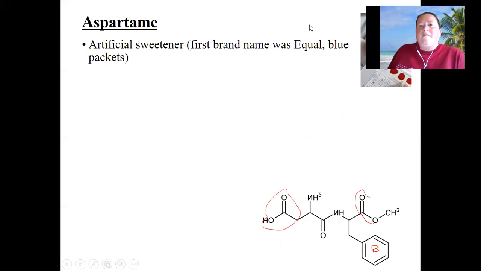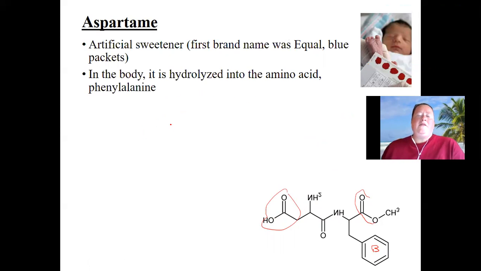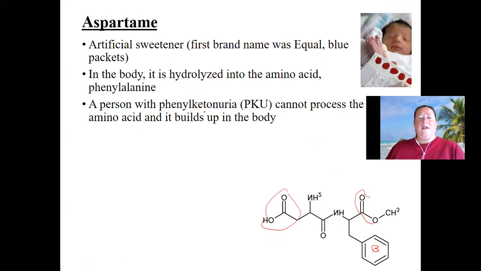So aspartame, its brand name was Equal. They're the blue packets, and we see a little baby here because what happens when we eat aspartame is that it hydrolyzes into the amino acid phenylalanine. And there is a condition called phenylketonuria, PKU, in which the body cannot process this amino acid and it can build up in the body.